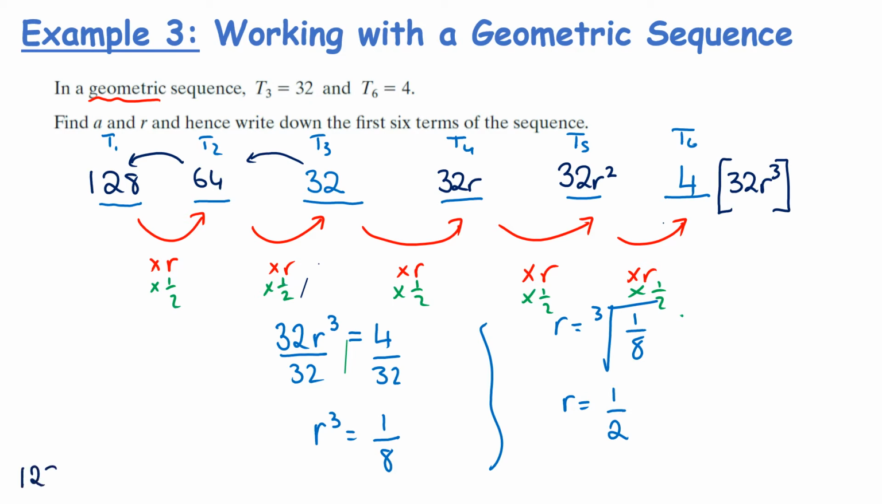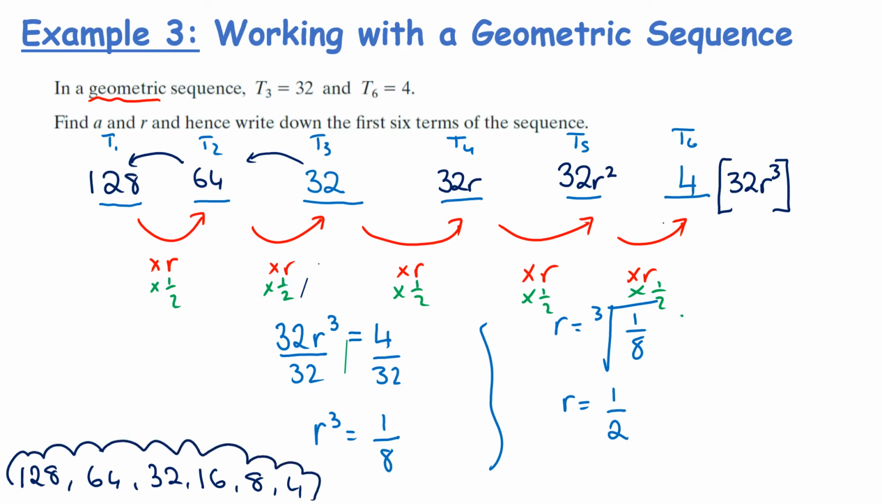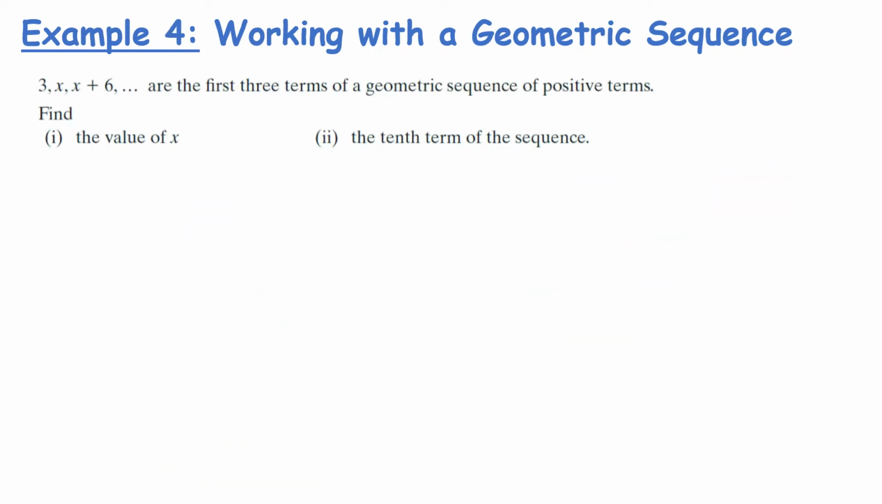So we have 128, 64, 32. The next will be halved, so it'll be 16, then 8, and then 4. It's using similar logic to what we had when we were looking at arithmetic sequences. However, in this case, we're dividing and multiplying rather than adding and subtracting.